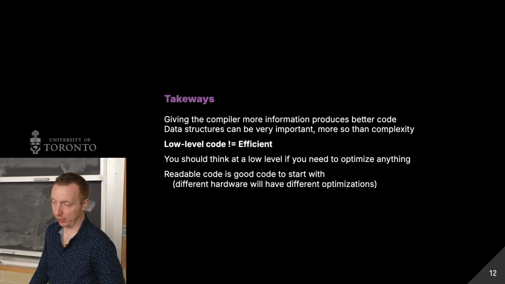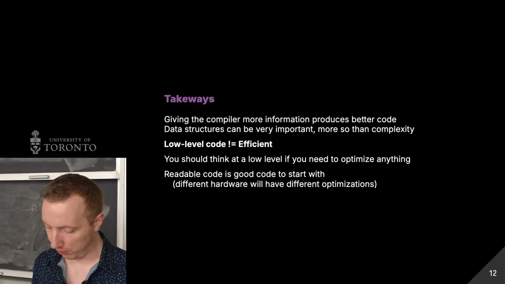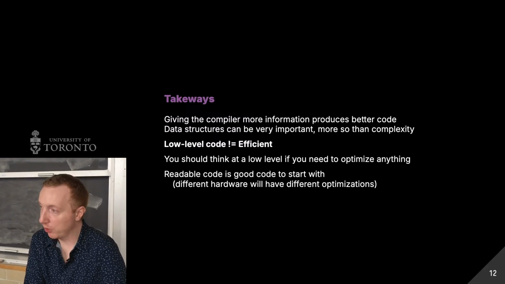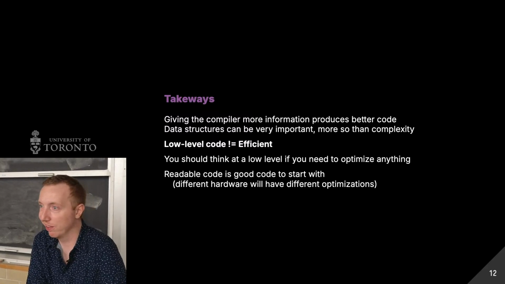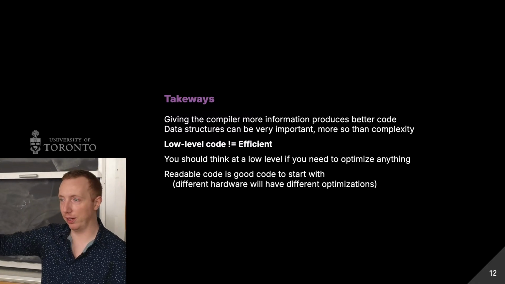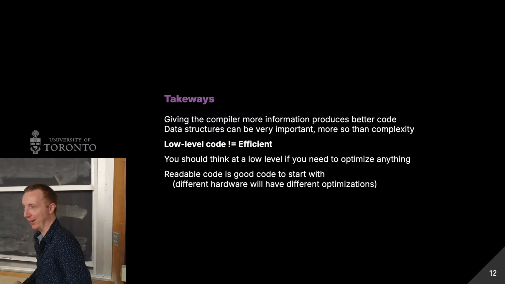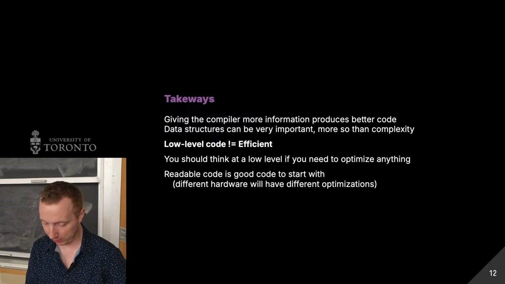So some more takeaways. Giving the compiler more information produces better code. More information, more good. Data structures, very important, more so than the complexity. So for the most part, unless you're really diving into the algorithm, you can throw away all that computer science knowledge. It's useless. Caches are where it's at, and hardware, which is why you chose ECE, so you actually know how a computer works.